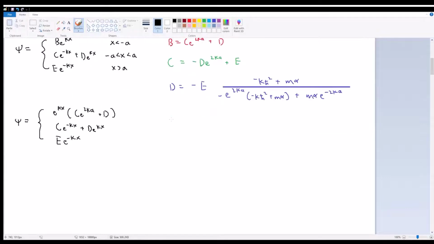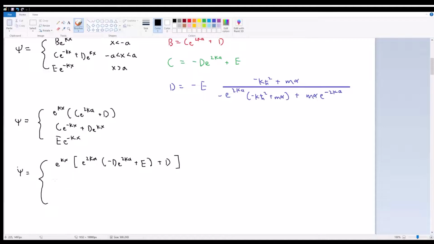Next, let's convert C. So this is going to equal e to the kx, and then we have e to the 2ka multiplied by C, which is going to give us negative De to the 2ka plus E. And then we're adding D.